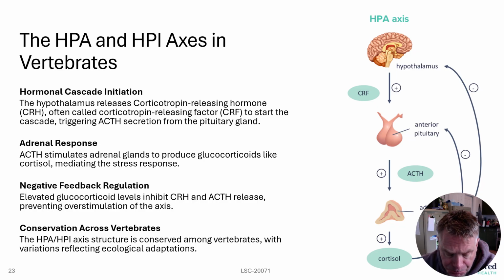So this is another stress adaptation. Elevated glucocorticoid levels inhibit CRH and ACTH release and prevent overstimulation of the axis. So there's a negative feedback to prevent it from being overwhelmed. And we have conservation of this across vertebrates. This type of signaling gets conserved across a large range of different vertebrates.